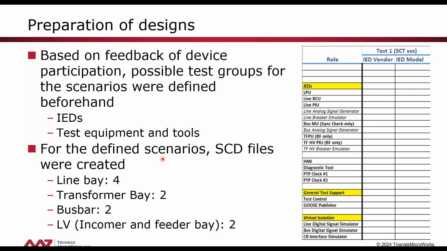And basically for the scenarios, we had 4 scenarios that we created for the line bay with the combinations of the vendors, 2 for the transformer bay, 2 for the busbar, and 2 for the low voltage, which included the incomer and feeder bay. So a total of 10 scenarios were defined, and we also defined the SCD files beforehand to the IOP.